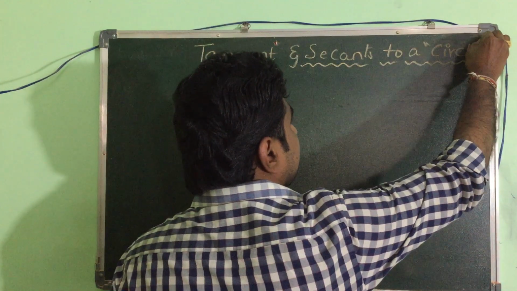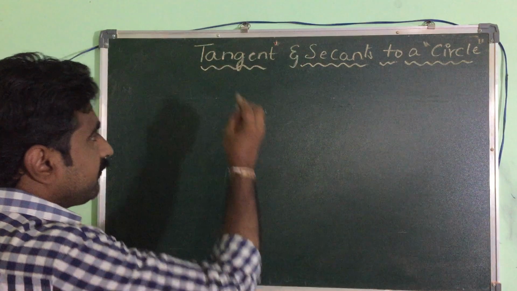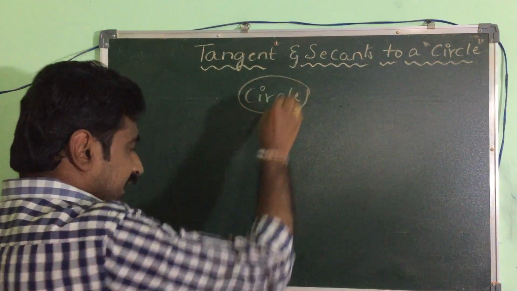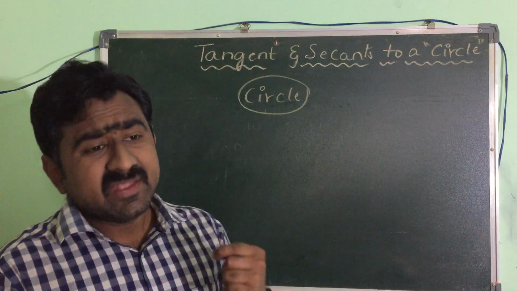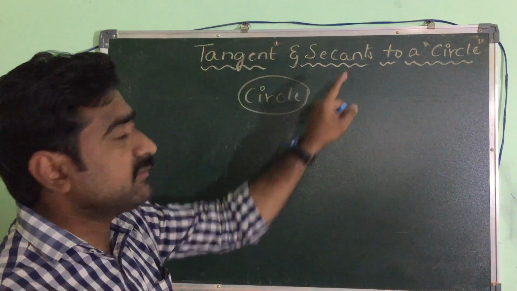First of all, everyone should know the circle. What is the meaning of the word circle, and how can we calculate the area and perimeter of the given circle? After knowing that, we will move on to tangents and secants.